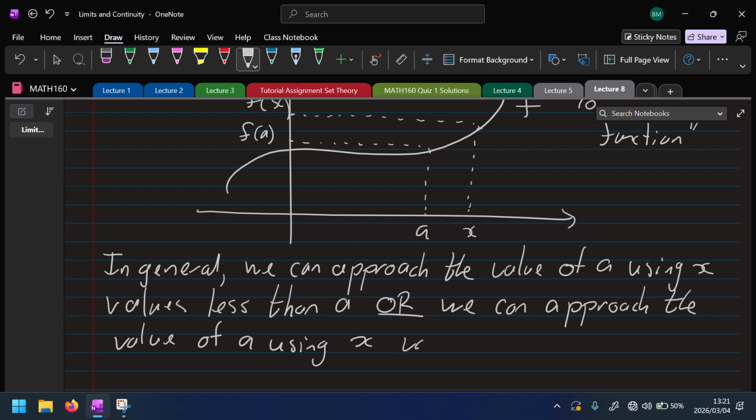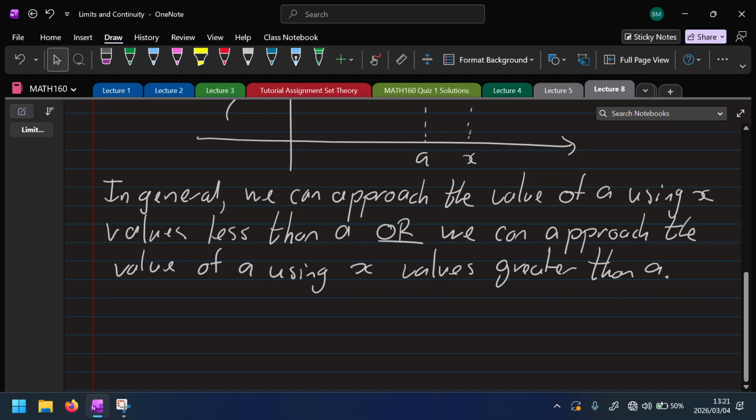Okay, using x values greater than a. So in other words, there are two ways to approach our limiting point. We can approach from the left or we can approach from the right. That's going to give us two types of limits. We're going to have the left side limit where the values are less than a and the right side limit where the values are greater than a.